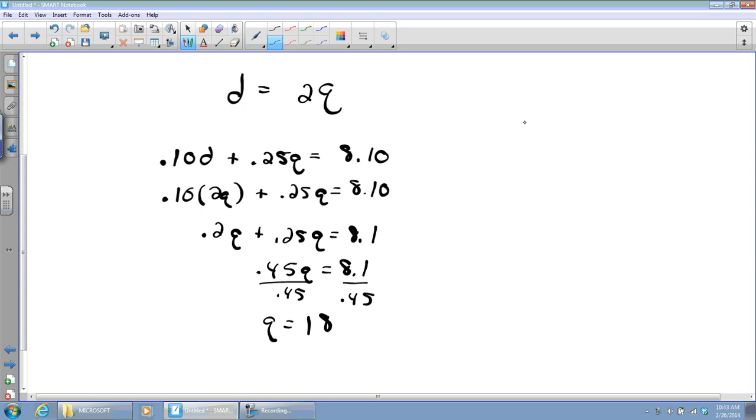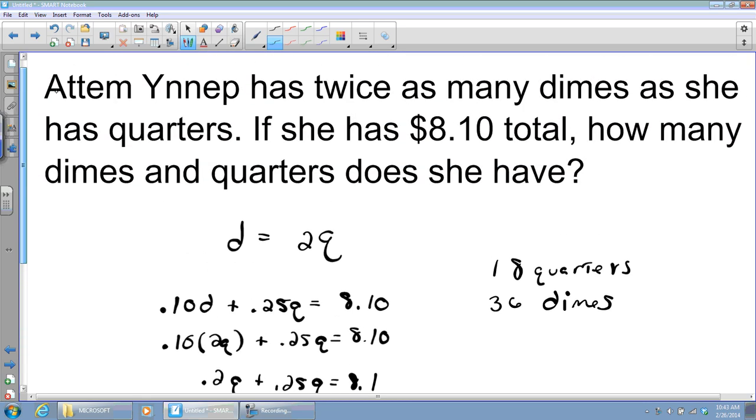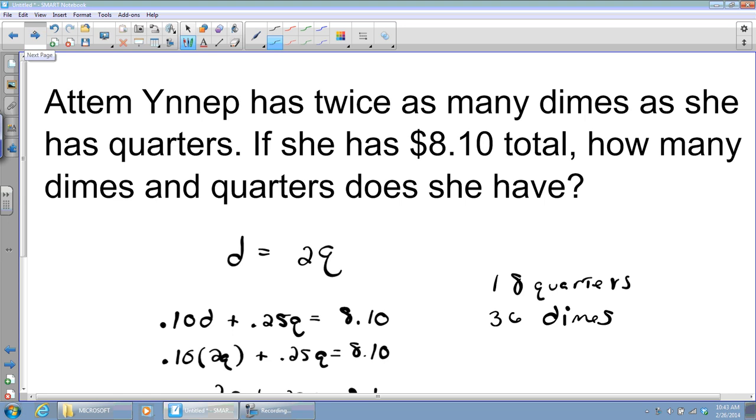So I've got 18 quarters. Now, if she has 18 quarters, then she must have 36 dimes. Right? Because I just have to double it. And if I check that, you'll see I do get $8.10. Okay, last problem coming up.